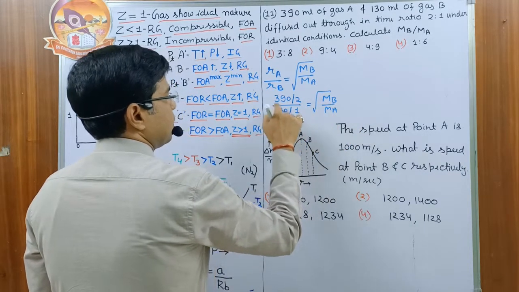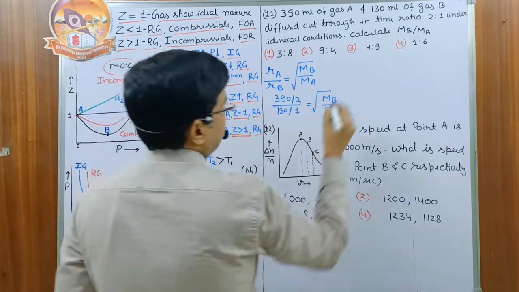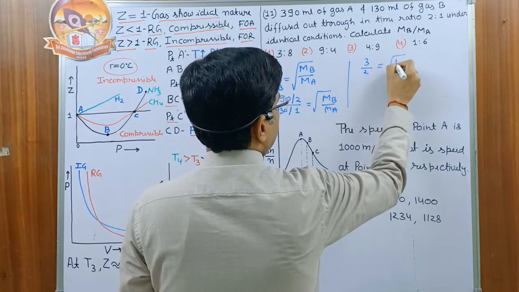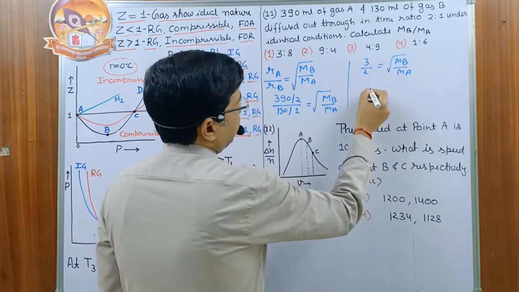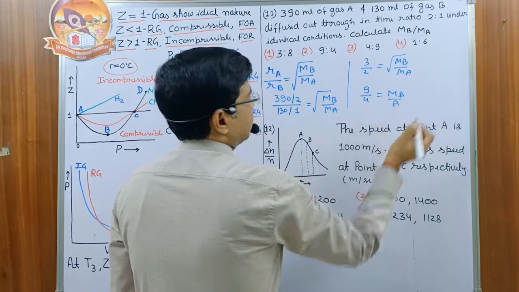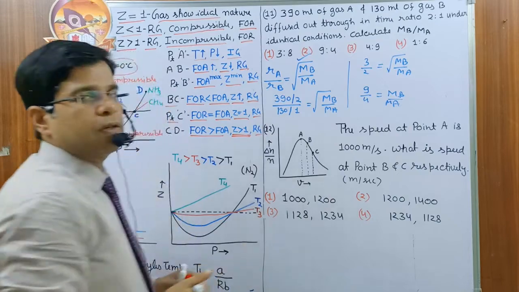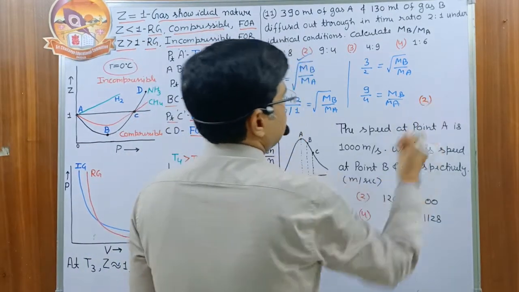Now you see 390 divided by 130, it is 3 times. So what we have? We have 3 by 2 is equal to under root MB by MA. If we square both sides, what we have? 9:4 is equal to MB by MA. So the correct answer of this question is option number 2, which is 9:4.